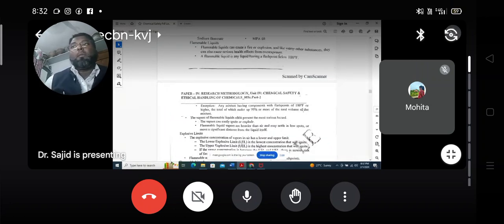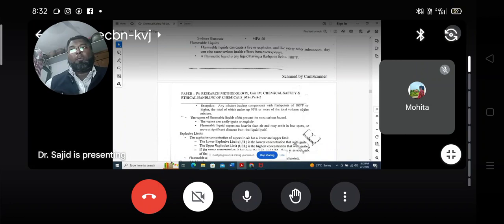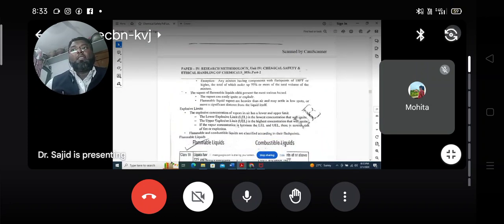The vapors of flammable liquids often present the most serious hazard. The vapors can easily ignite or explode. Flammable liquid vapors are heavier than air and may settle in low spots or move a significant distance from the liquid itself. Explosive limits are given, LEL or UEL. The lower explosive limit is the lowest concentration that will ignite, and the UEL is the highest concentration that will ignite. If the vapor concentration is between LEL and UEL, there is a serious risk of fire or explosion.